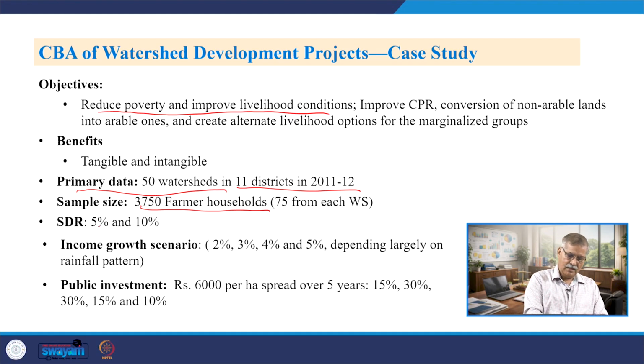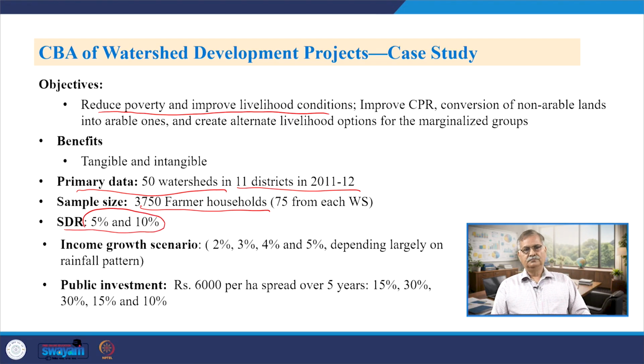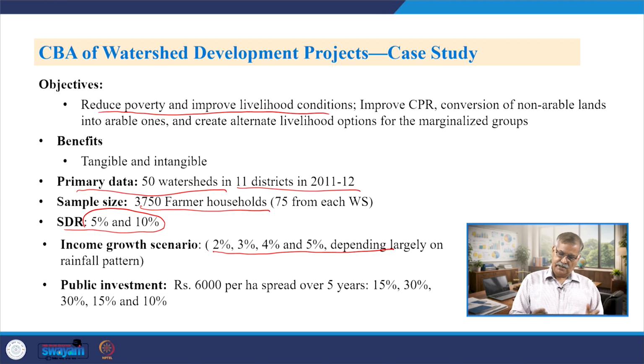We kept different social discount rates, 5% and 10%, to know whether the project will be economically viable or not. Another important aspect is that because the lifespan of the project was 5 years, we also projected how much will be the agriculture growth rate during the 5 years, and taking different scenarios we know how much is the cost benefit analysis and internal rate of return from the project.